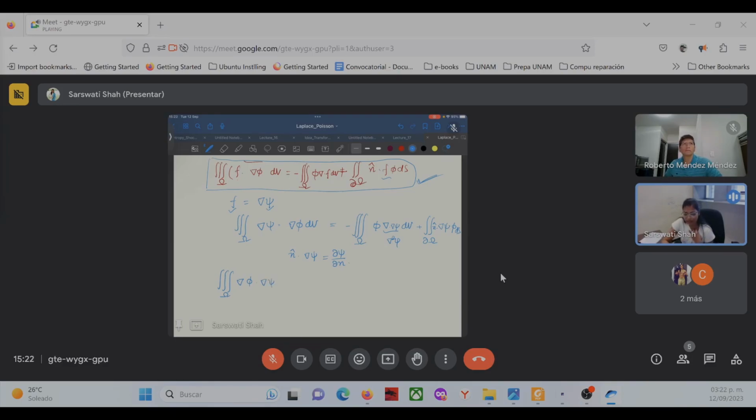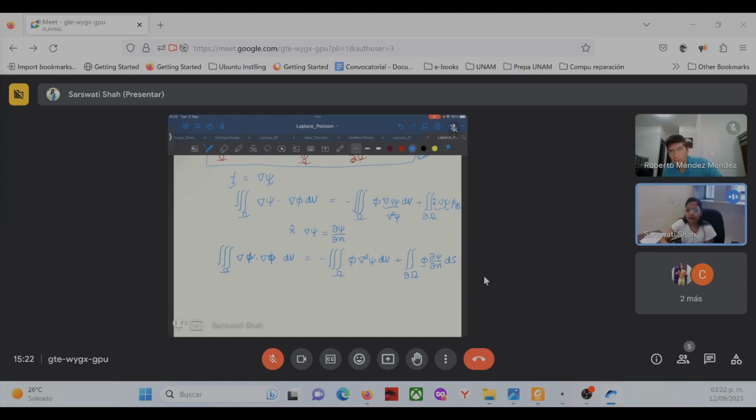It really does not matter, this is the dot product. The integral of gradient of psi dot gradient of phi dV is equal to minus the integration over omega of phi del squared psi dV plus the integration over the boundary of omega of phi del psi over del n dS, since phi is a scalar and this is also a scalar, so we can write it in this form. So this equation is Green's first identity.